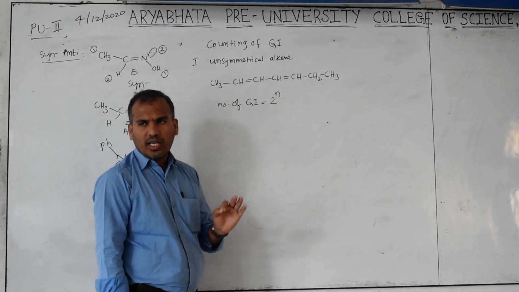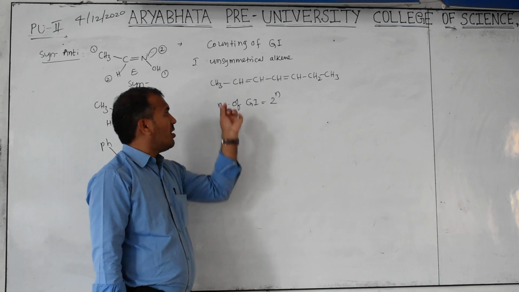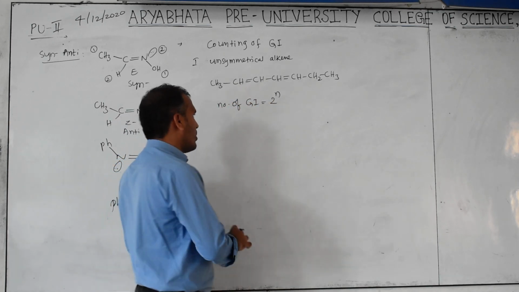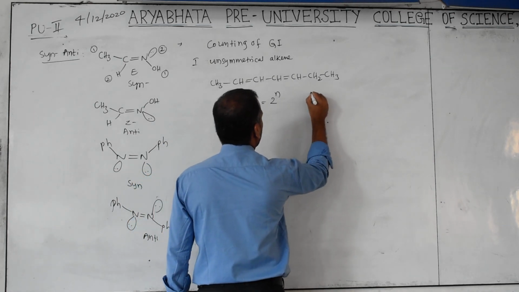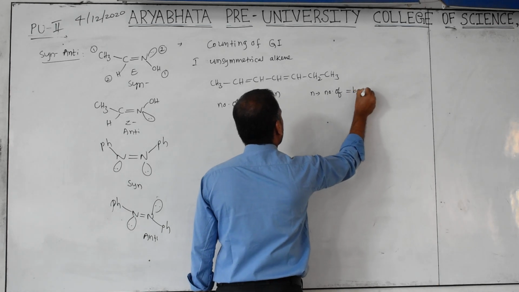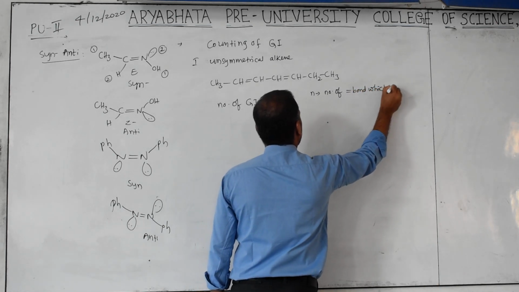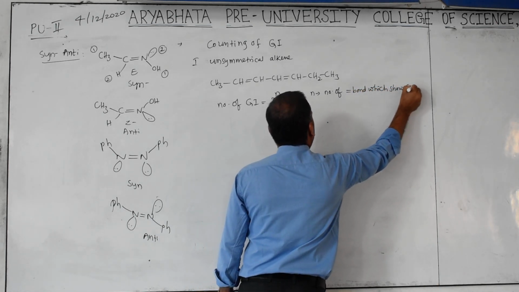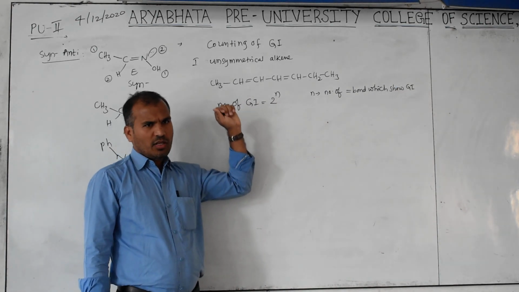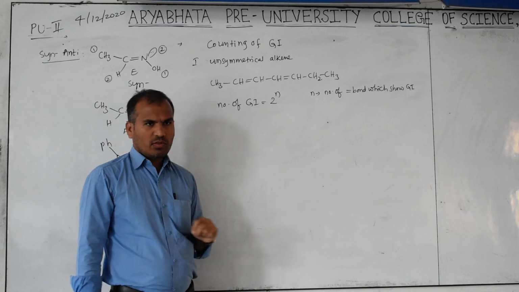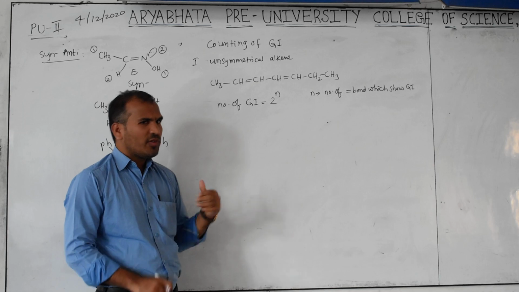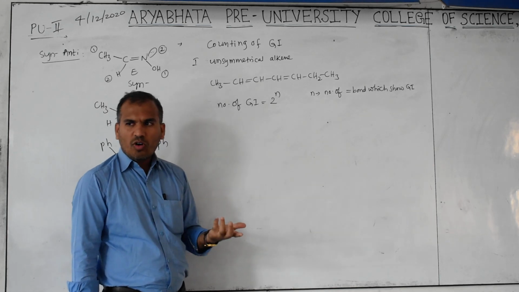2 to the power n. What is n? N is the number of double bonds which show geometrical isomerism. Here, how many double bonds are there? 2. So 2 power 2, how many? 4. Now, this you can calculate with the easy formula, but they may give options.